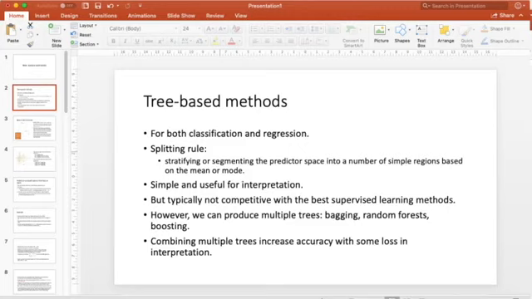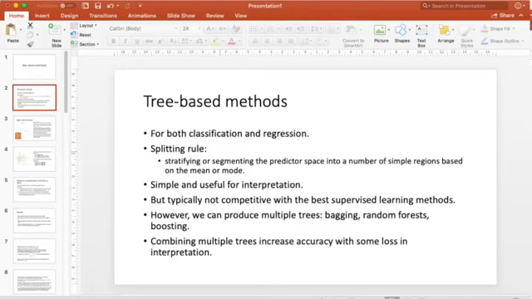However, it is typically not competitive with the best supervised learning methods, especially the more complex ones. But if one decision tree is not competitive with the best supervised learning methods, we can, however, produce multiple trees. So instead of having just one tree, we can use many techniques such as bagging, random forests, and also boosting to combine multiple trees to increase the performance of the model, to increase the predictive accuracy of the model.